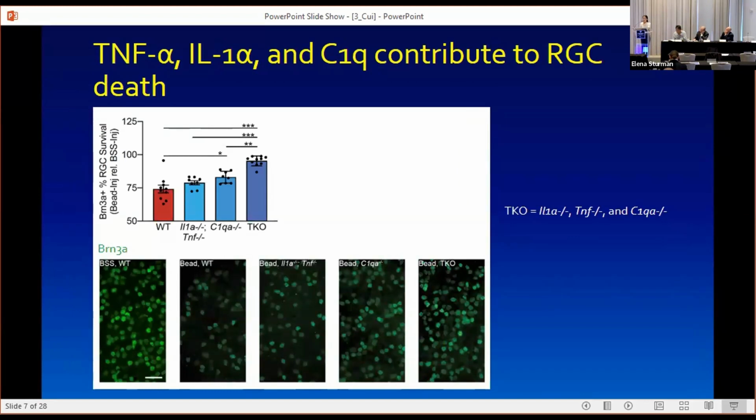When we took flat mounts of retinas isolated from animals injected with microbeads after 42 days, and labeled for BRN3A, which is a retinal ganglion cell marker, we saw that percent retinal ganglion cell survival in the bead injected eyes relative to the BSS injected eyes was relatively preserved in the triple knockout animals compared to wild type.